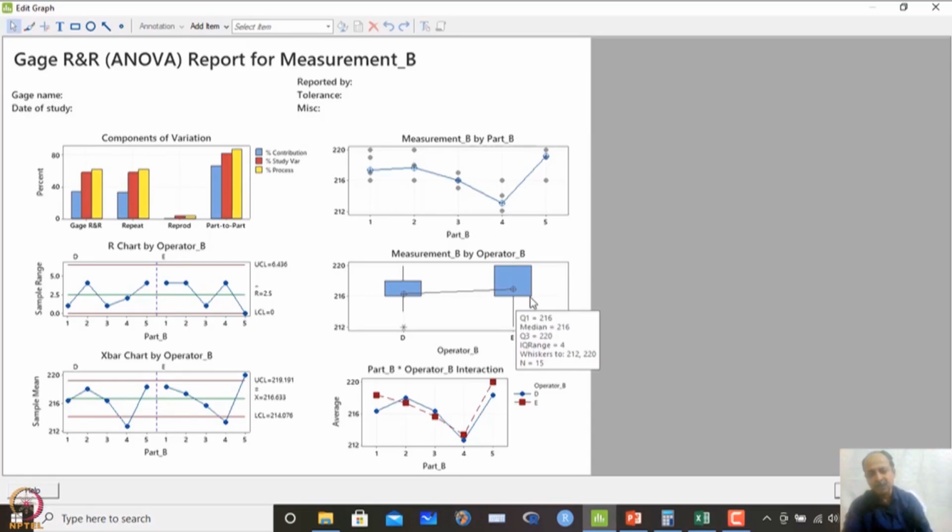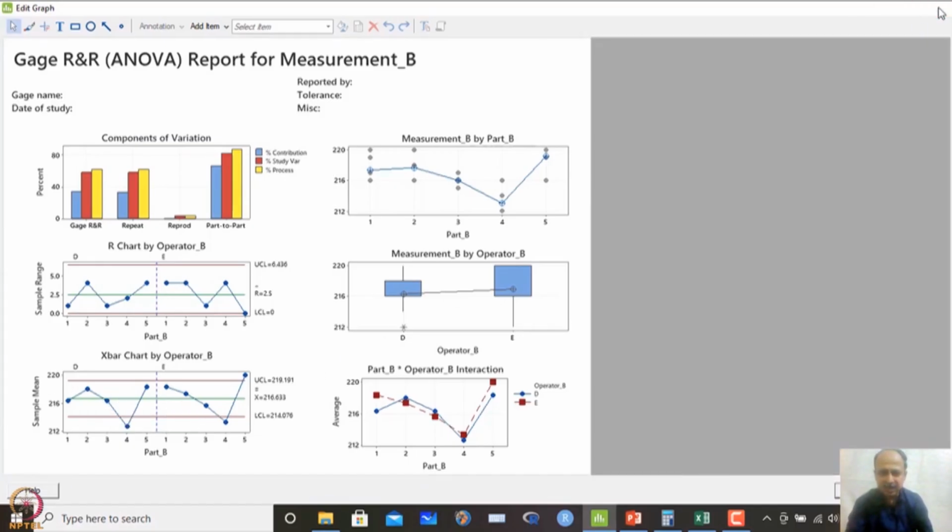What we have seen is that operator to operator variation is not significant, D and E are measuring more or less in the same pattern. Interaction is also not prominent, that is also okay over here, and the part measurements are shown over here. So, in this case the problem is the contribution of the component of variation, that is the main aspect we are seeing, and that is why this is also not coming out prominent over here.